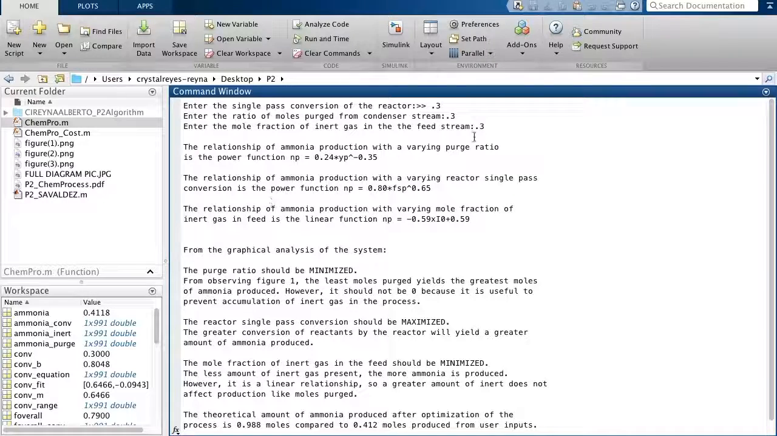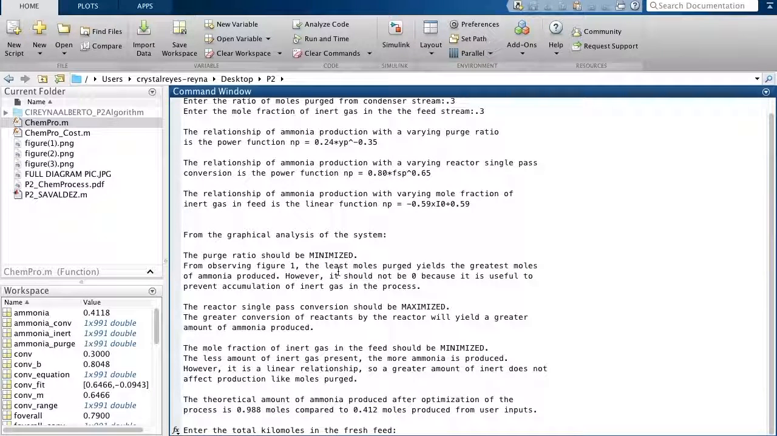And part of our outputs was an actual written analysis of our ammonia process that we chose. The relationship of ammonia production with a varying purge ratio is the power function NP = 0.24 times YP to the negative 0.35. The relationship of ammonia production with a varying reaction single pass conversion is the following. And the relationship of ammonia production with varying mole fraction of inert gas in the feed is the linear function as followed.